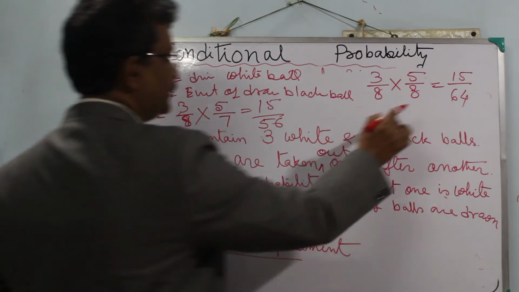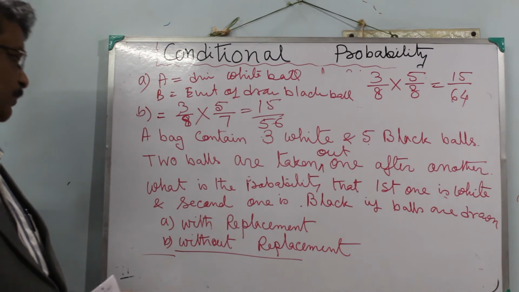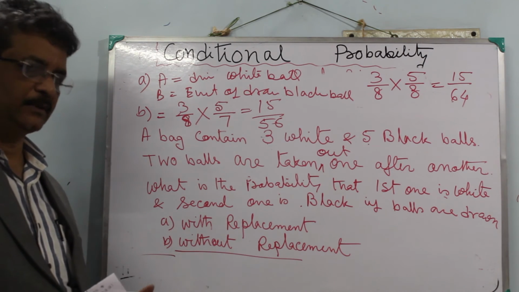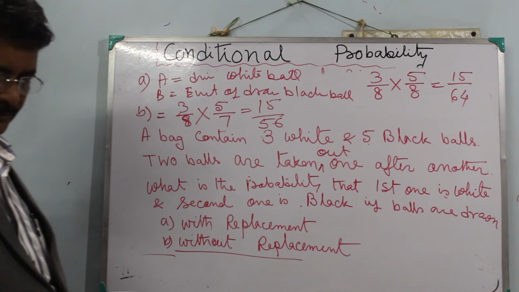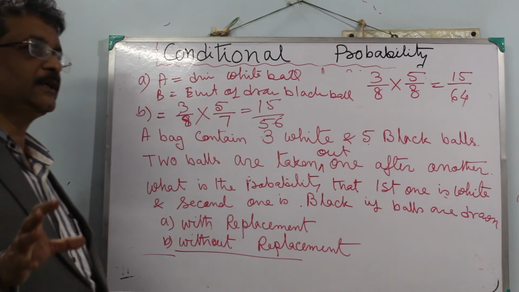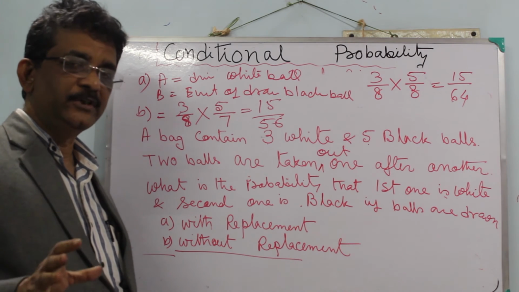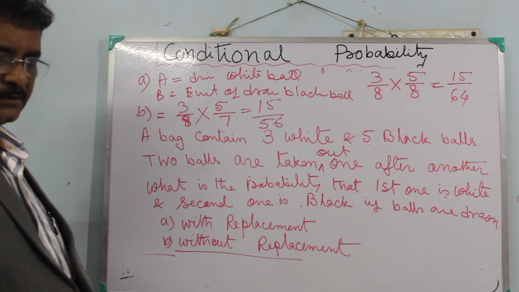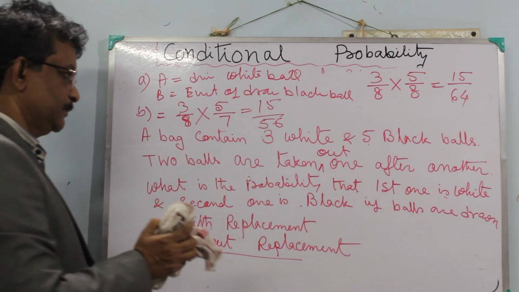Okay, so these two results are different. So this is how we will calculate probability in the case of with replacement and without replacement. We have to take some help of permutation and combination, mainly combination, in conditional probability also. Let us take an example.